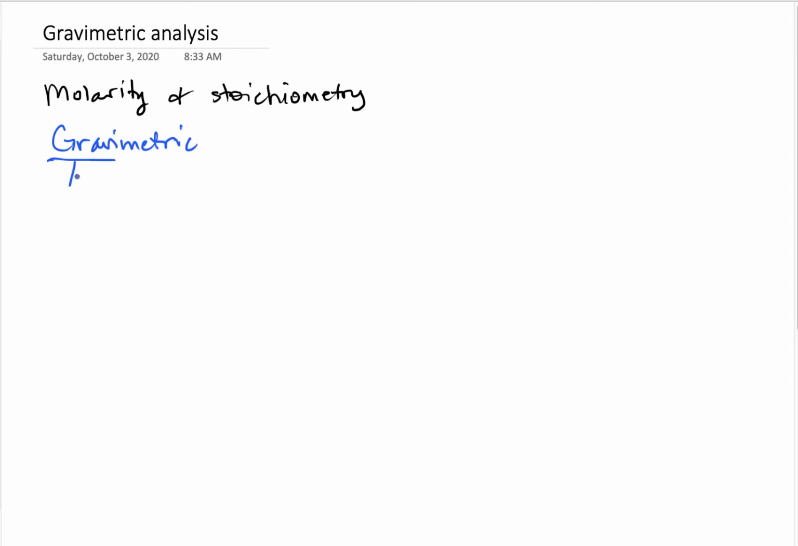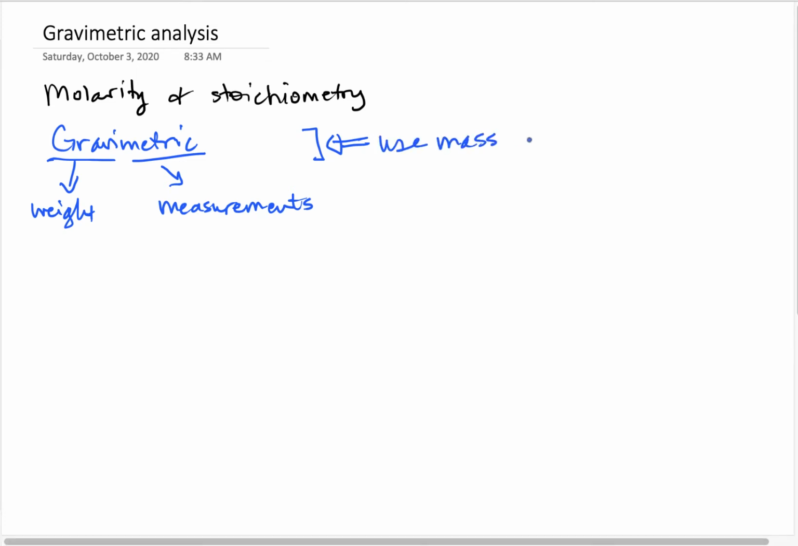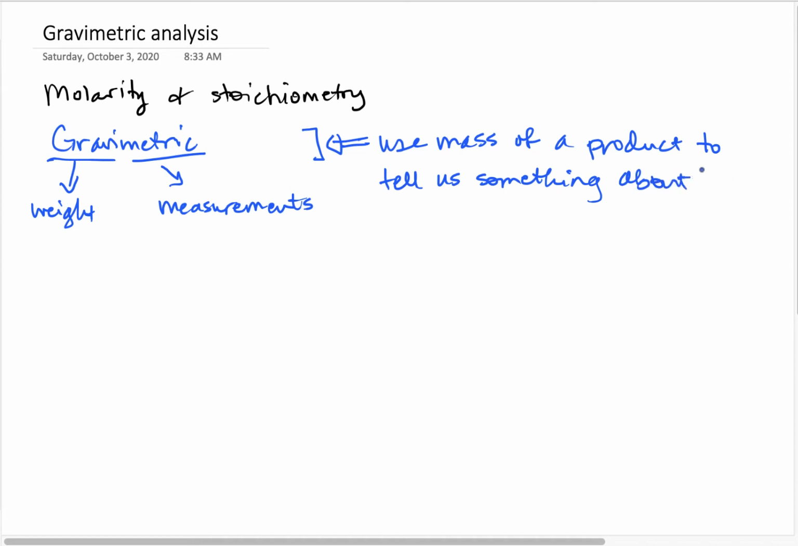And gravity is how we calculate weight. And then metric, that sort of sounds like measurements, right? And so that's exactly what we're doing. We're using the mass of a product in a reaction to tell us something about the reactants.